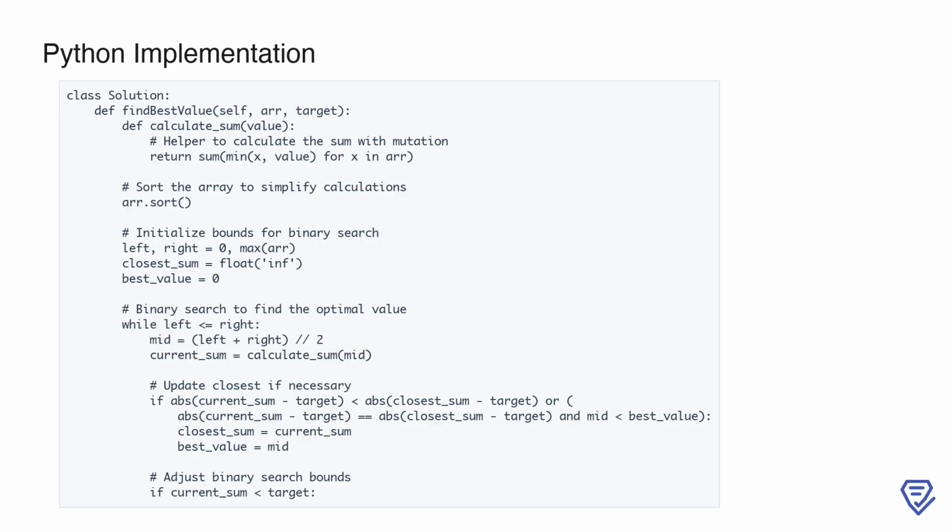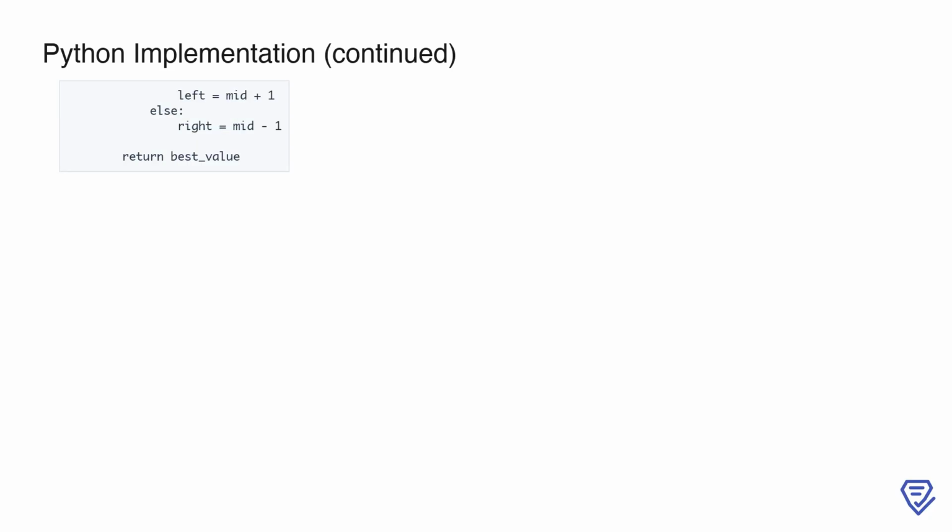Finally, based on whether the current sum is less than the target, we adjust the binary search bounds to continue narrowing down the potential values. If the current sum is less than the target, we shift the left boundary of the binary search to mid + 1, as this indicates that we need a larger value to get closer to the target. Otherwise, we move the right boundary to mid - 1, since the current sum is greater than or equal to the target, meaning we need a smaller value.